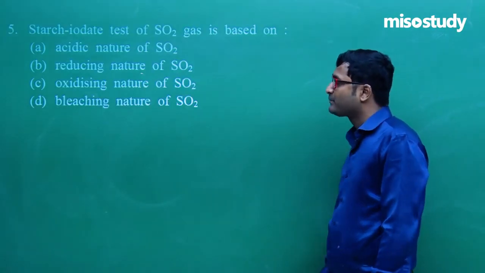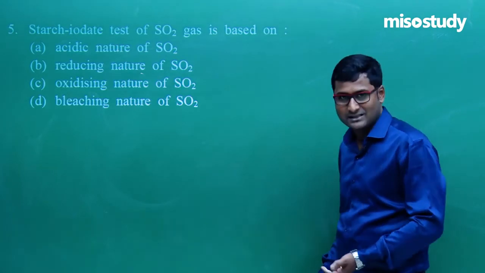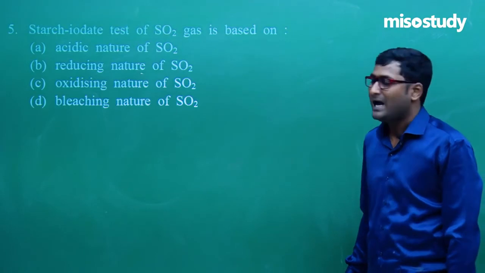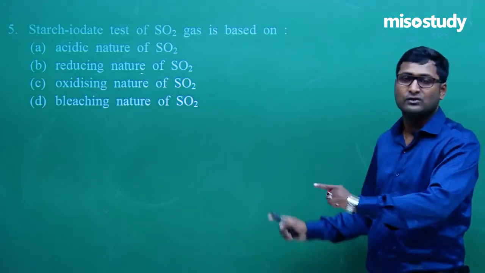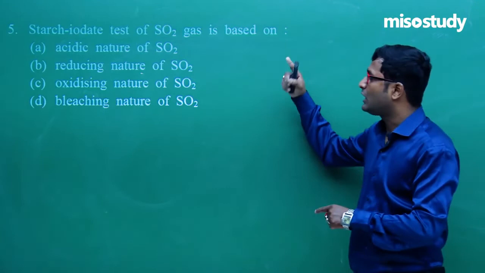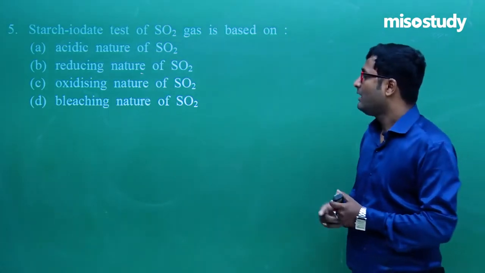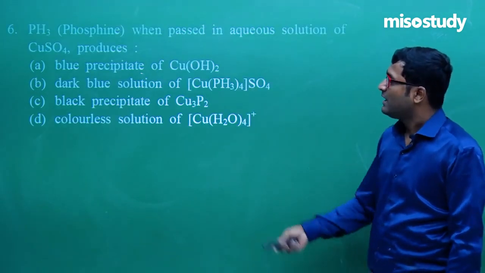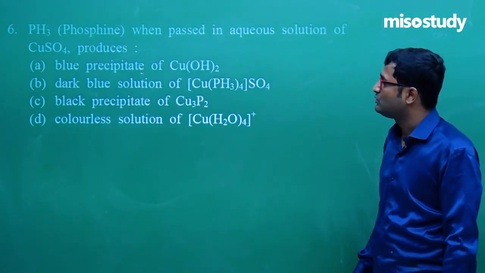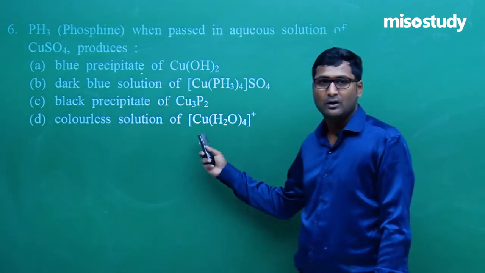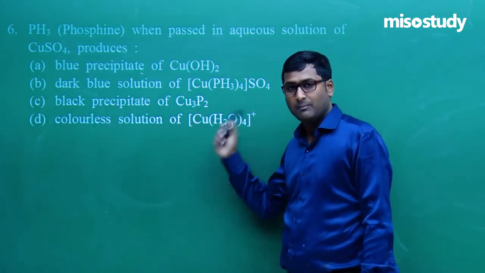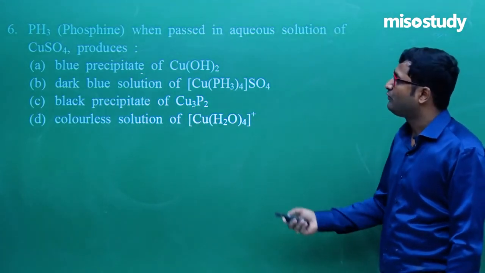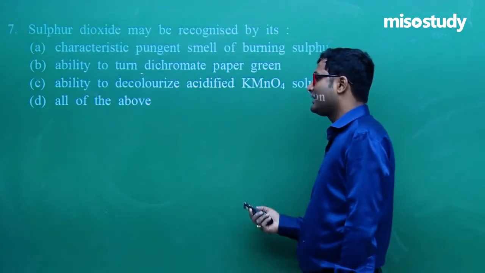For question number 5, as I discussed in the detailed solution, it shows the reducing nature of SO2. As I told you earlier, if you have any confusion regarding the solution or the option, you can directly ask me. I am always here to help you. Now for question number 6, PH3 when passed in aqueous solution of CuSO4 forms black PPT of Cu3P2. For question number 6, C is the correct option.